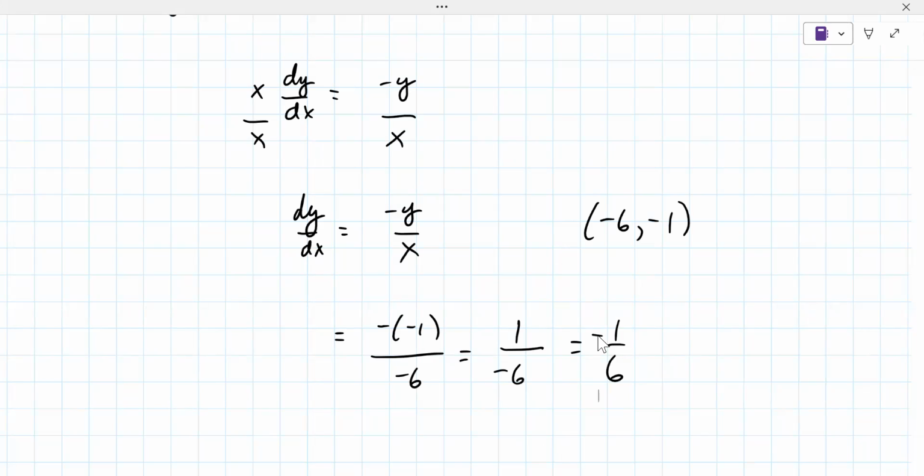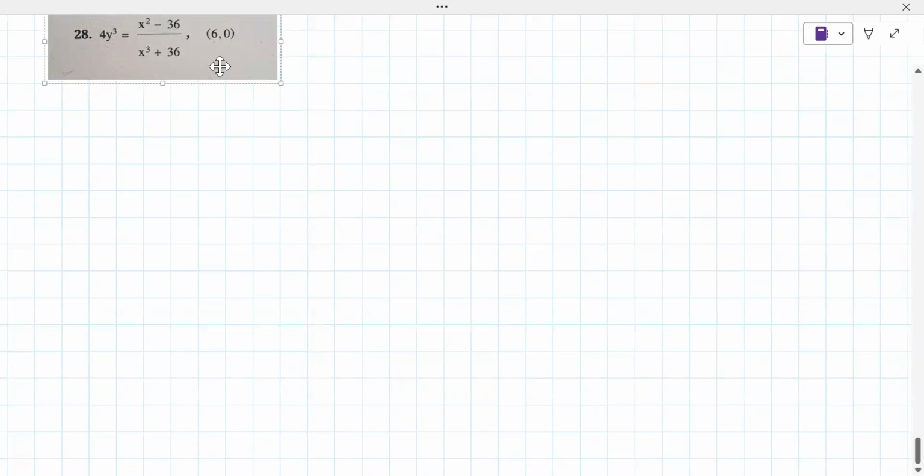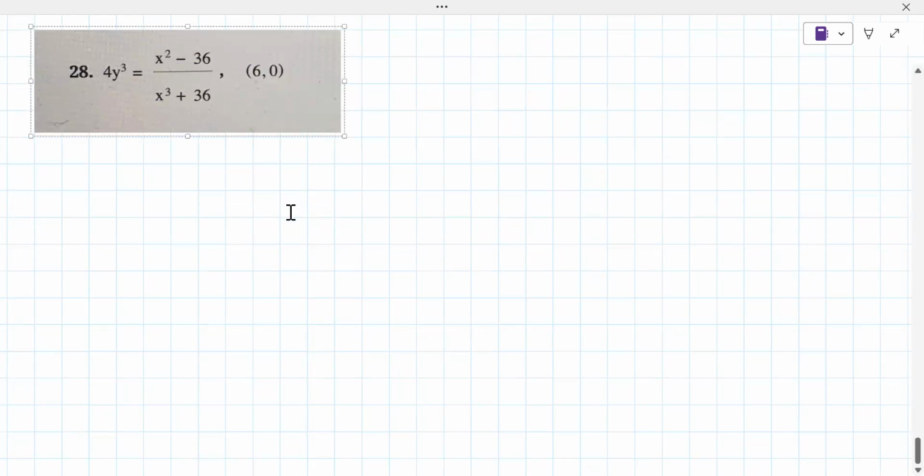Can we do 28? Oh boy. Yeah, 28's a big one. If you know calculus, if you know what to do in this course, this is a type problem. You've got to be like, all right, no big deal. I'm going to work this out.